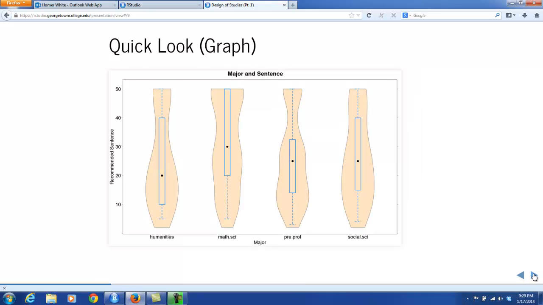If you want to look at it graphically, with the combination violin and box plots, you see the difference again. And in particular, you notice that the math majors are up around 30 years for the median. Pre-professional and social science majors are around 25 years for their median. And humanities majors have the lowest median at 20 years.